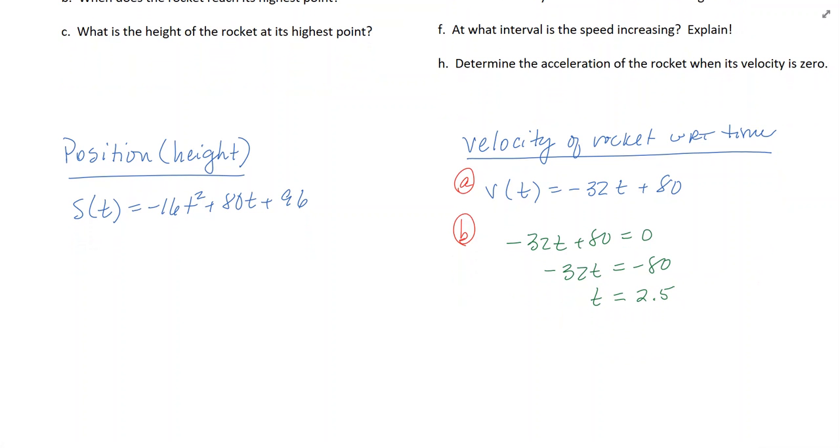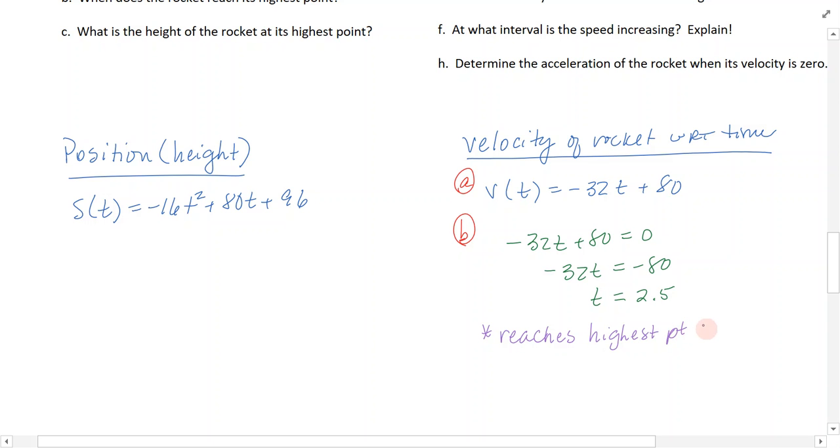So this rocket reaches its highest point when t is equal to 2.5. So 2.5 seconds into flight, the rocket reaches its highest point. So the next question says, what is the height of the rocket at its highest point? This is now a question about the position function.